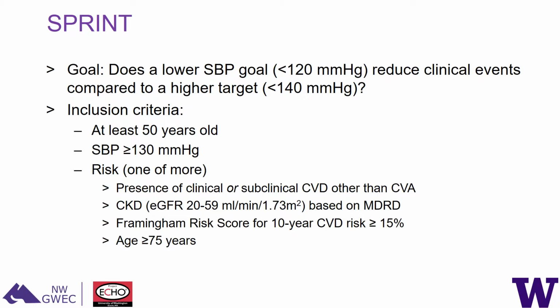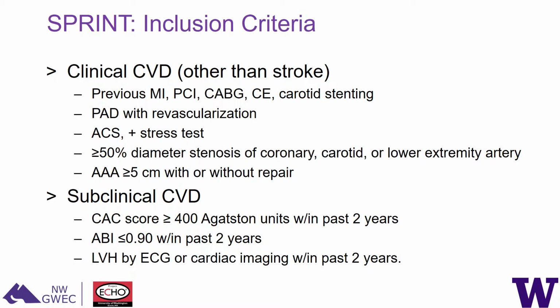These are some of their inclusion criteria. Basically, a person had to have the presence of clinical or subclinical cardiovascular disease other than a CVA, or chronic kidney disease as well, and we'll dive into what that first inclusion criterion meant. So the presence of clinical or subclinical cardiovascular disease meant that you had to have a previous MI, some sort of PCI, CABG, or carotid stenting.